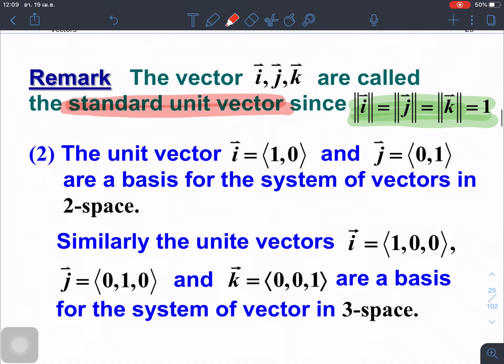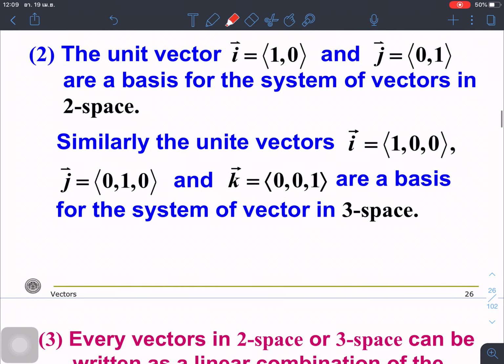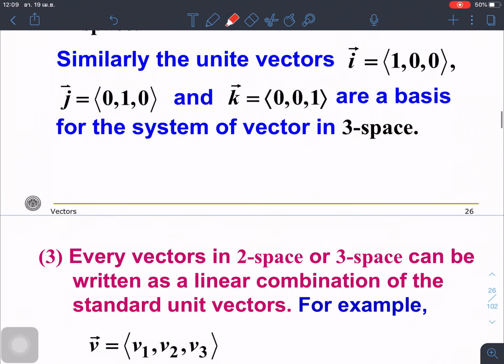Okay. Unit vector i and unit vector j are the basis for the system. I just explained this to you. We call them the basis, and the reason that we call them the basis is because any vector in the two-dimensional space can be written as the linear combination of vector i and vector j. For the three-dimensional, the same holds. So you have i, j, and k as the basis.